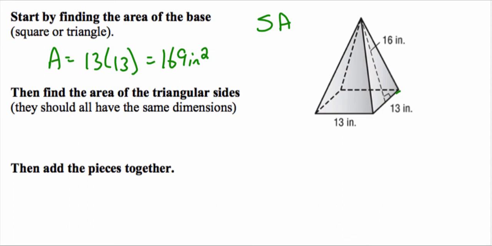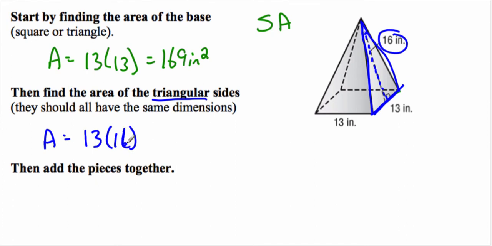Now, look at the sides. Find the area of your triangular sides. So just choose one of them. It's 13 by 16. 13 is our base. Our height is our 16. So the area is equal to 13 times 16. But remember, it's a triangle, so don't forget to divide by 2. Which gives me an area of 104 inches squared.